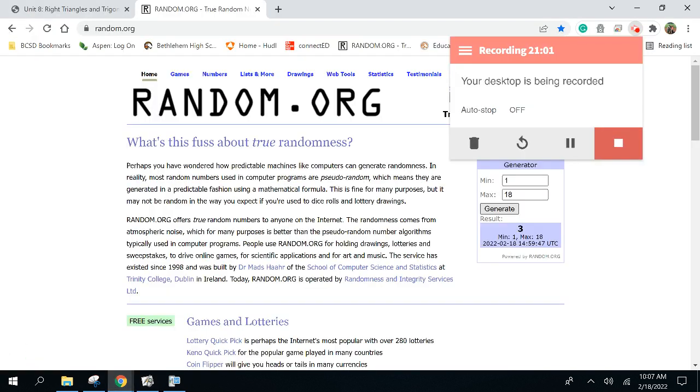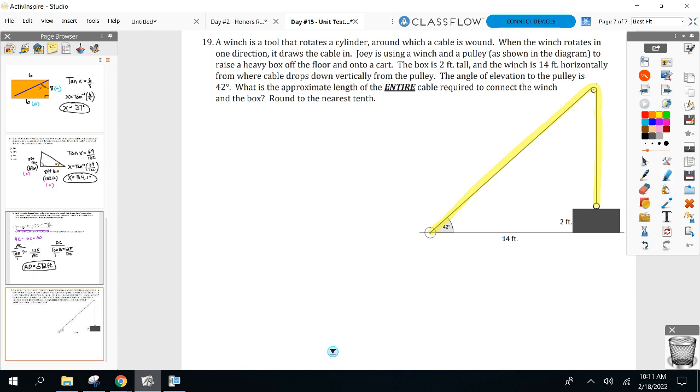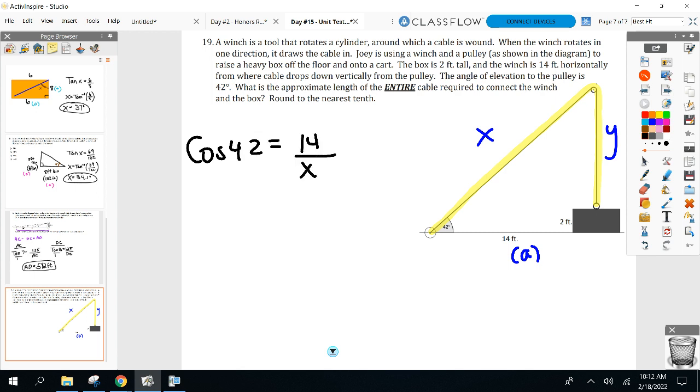Be careful, there's a little trick here. All right, let's get back to this problem because I've got 5 minutes here. We had to find both sides to add up the total length of the cable. Let me start with the hypotenuse, and the 14 is adjacent. So I'm going to find x, the hypotenuse, first, using cosine. Cosine 42 equals adjacent 14 over hypotenuse x.